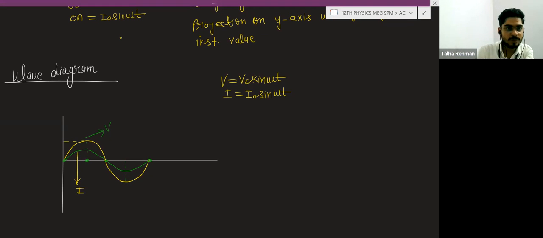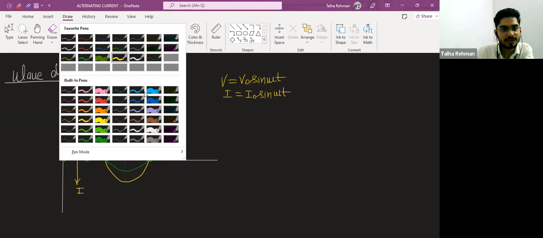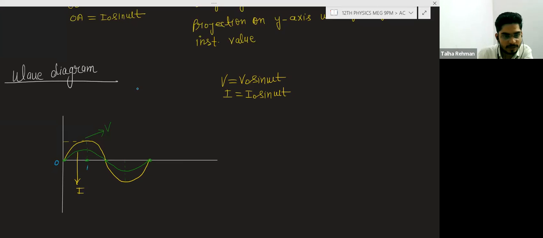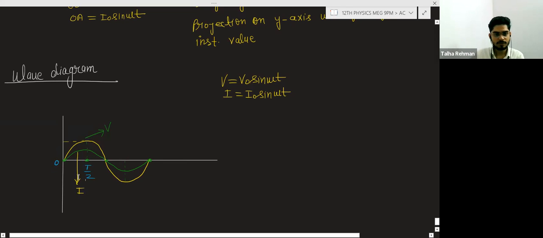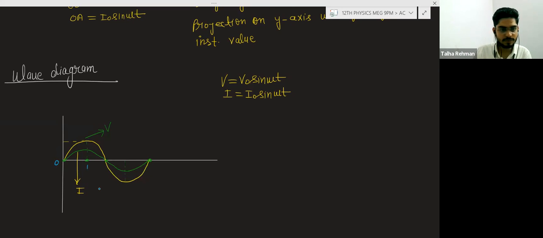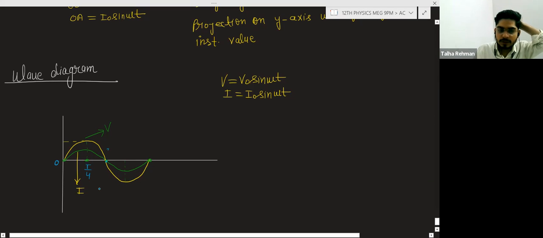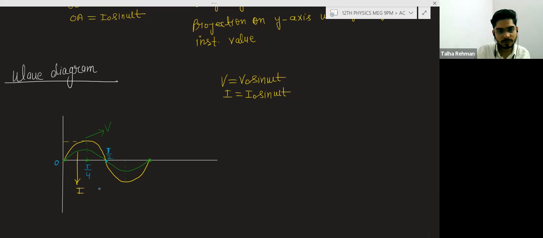So we will put the values of time here. What are the times here? Here is 0, here is T by 4, T/4 of the time period. Here is T/2. Here is 3T/4 at this point. Here is T.